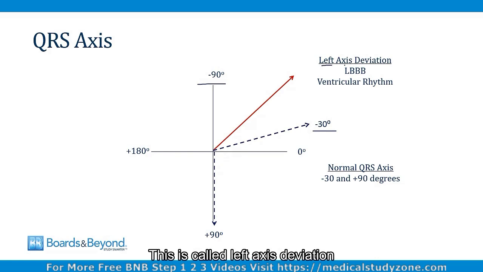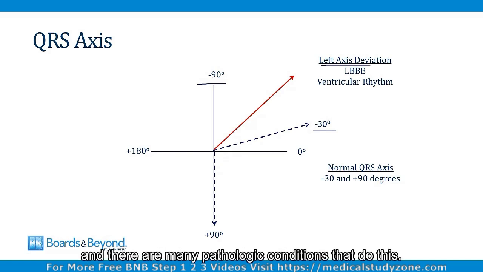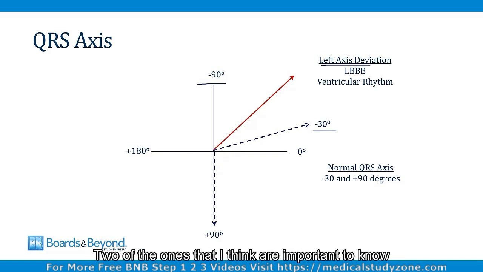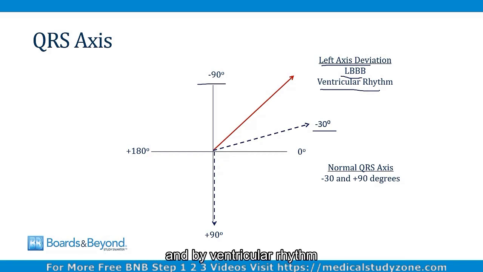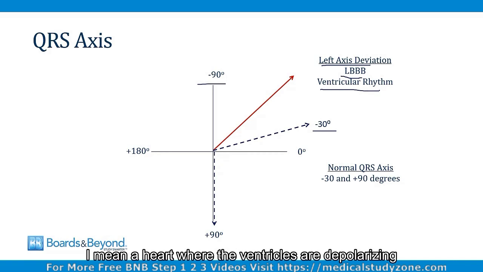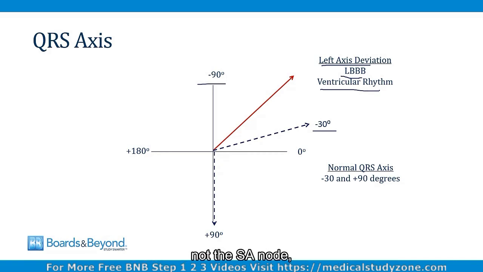This is called left axis deviation, and there are many pathologic conditions that do this. Two of the ones that I think are important to know are a left bundle branch block and a ventricular rhythm. And by a ventricular rhythm, I mean a heart where the ventricles are depolarizing, not the SA node. This would be someone with something like ventricular tachycardia.